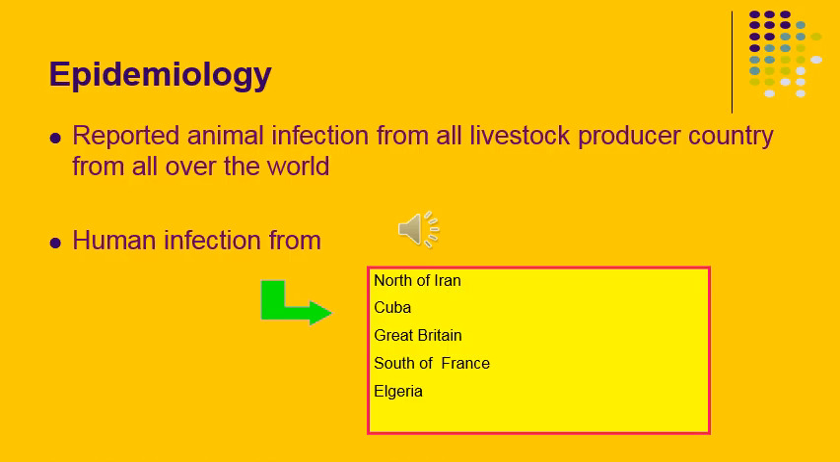Epidemiology about this worm: animal infection is reported from all livestock producer countries from all over the world. Human infection is reported from north of Iran, Cuba, Great Britain, south of France, and Algeria.